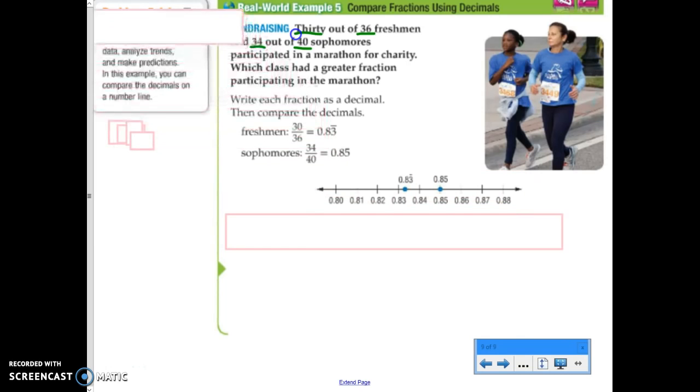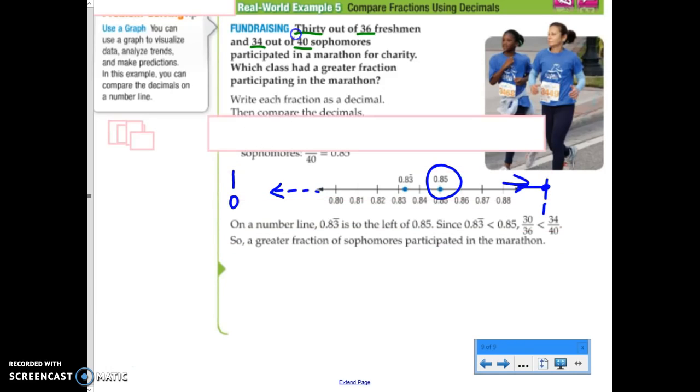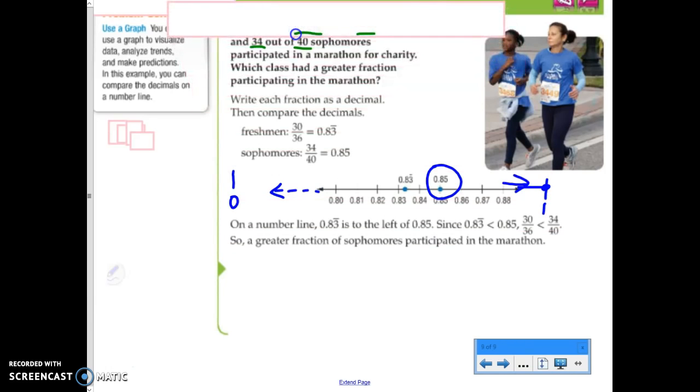The next thing I need to do is compare those two on a number line. So right now I can see that here we're getting closer to 1, which would be somewhere over here. And down here, I extended this number line back this way, 0 has to be somewhere along there. So right now I can see that 0.85 is greater than 0.83 repeating. So, since 0.83 is less than 0.85, I know that 30/36 has to be less than 34/40.